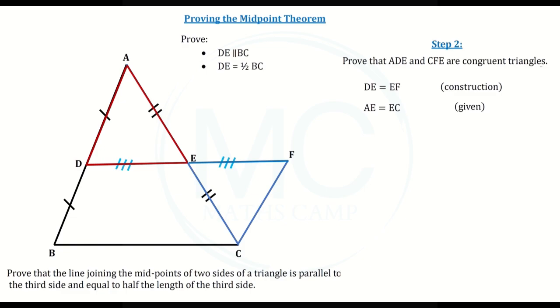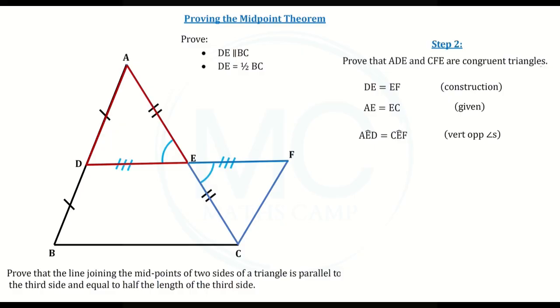We can see in the diagram that AC cuts DF at E. So we can look at vertically opposite angles. Angle E sits inside triangle ADE, and its vertically opposite angle sits in triangle CFE. From our work with angle relationships and straight lines, we know that vertically opposite angles are equal. So now we can say angle AED is equal to angle CEF because they are vertically opposite angles.